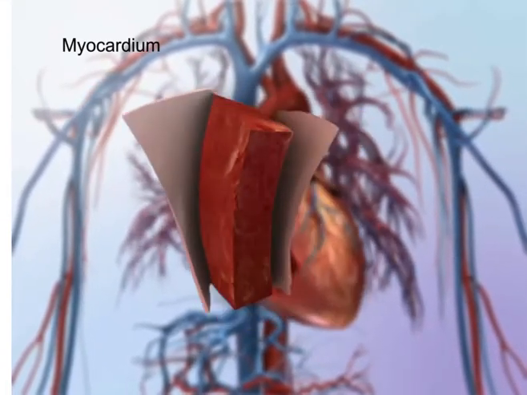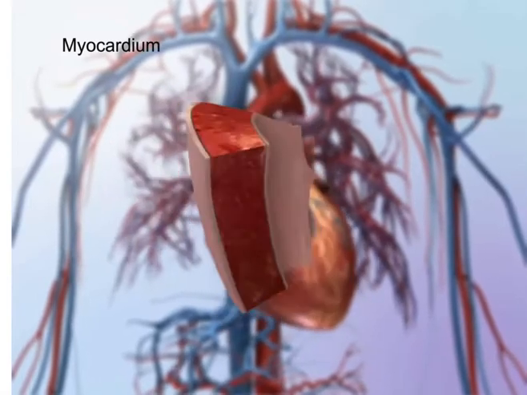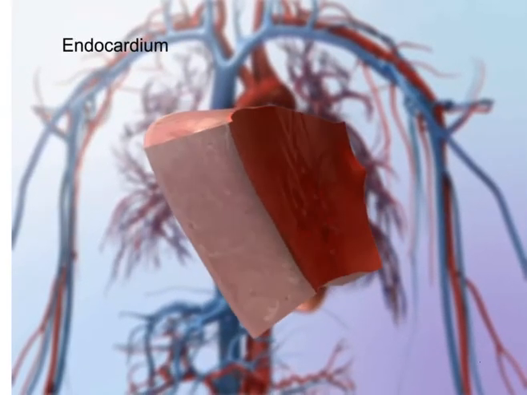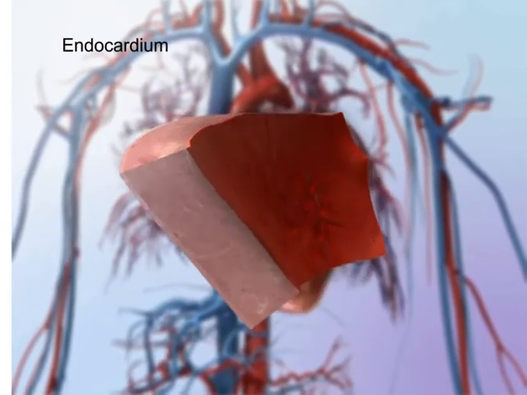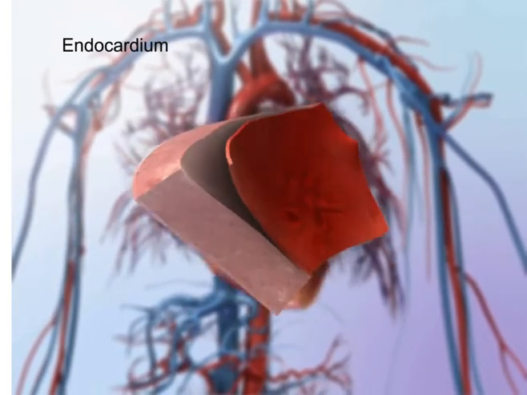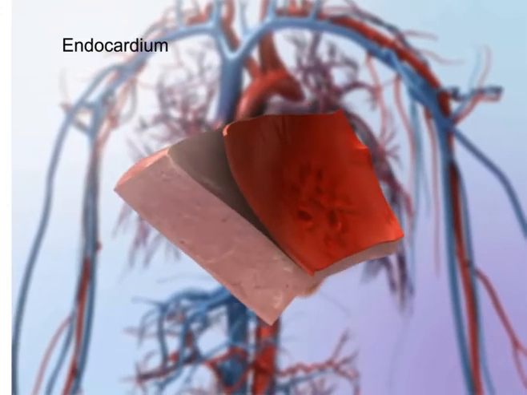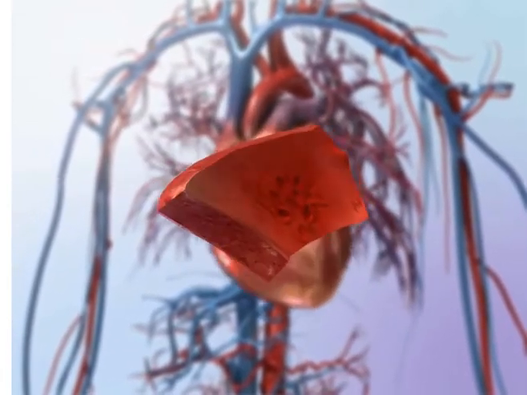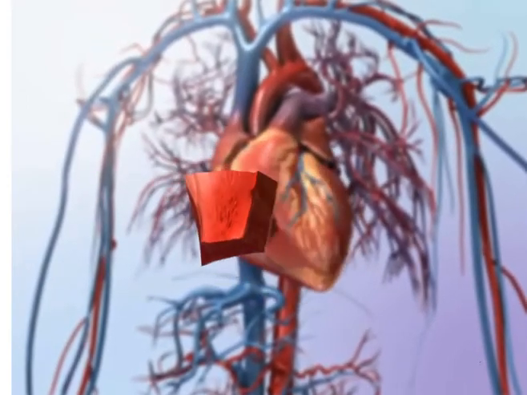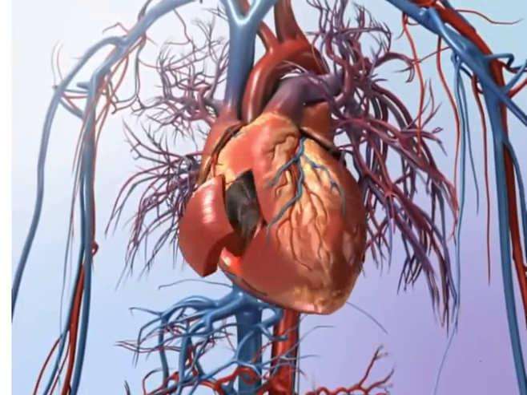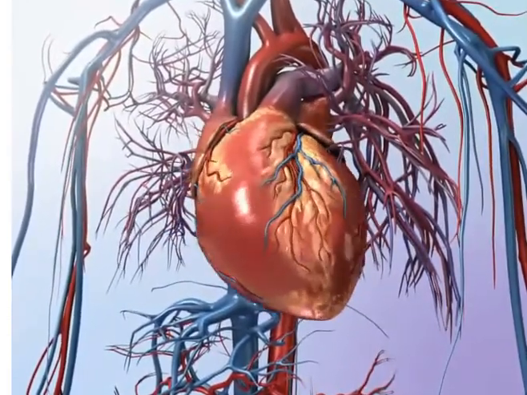This thick layer performs the bulk of the heart's work. The endocardium is the inner layer of the heart wall, lining the heart's interior structures: the chambers, valves, and papillary muscles. The endocardium is continuous with the lining of the blood vessels that attach to the heart. Together, these three layers of the heart wall aid contraction and relaxation as the heart pumps.